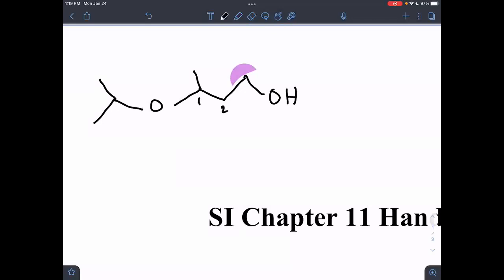1, 2. So we know we're going to have 1 butanol, but this substituent, how do we name it? What's this group? Yes, it's isopropoxy. And if this was a tert-butyl, it would just be tert-butoxy. So we have 3 isopropoxy.